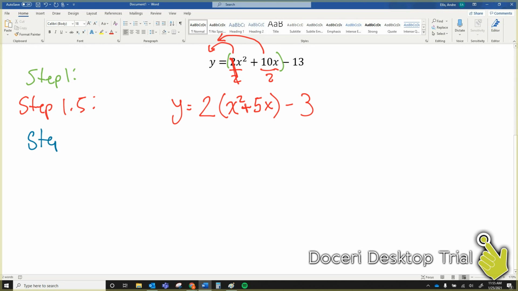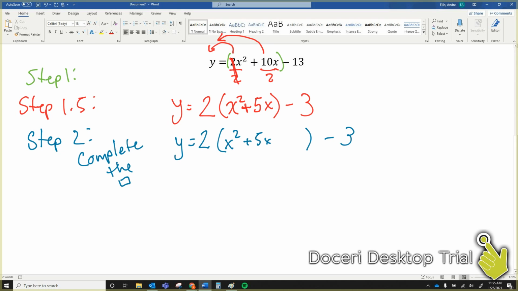Step 2 now is complete the square. I'll keep my 2 out front. I'm going to leave a blank spot. This is also a part that changes a little bit. But again, half of 5 is, we did this in the last problem, half of 5 is 2.5. And 2.5 squared, meaning 2.5 times 2.5, is 6.25.